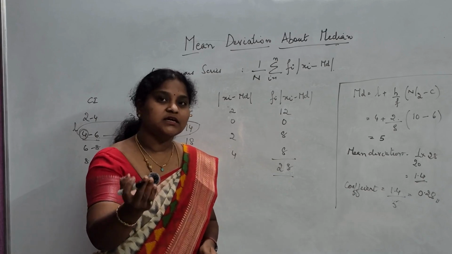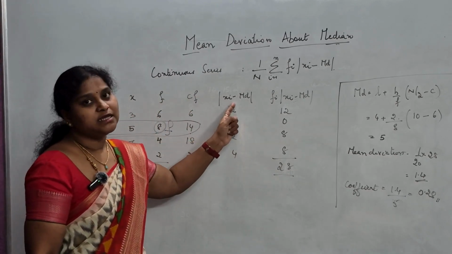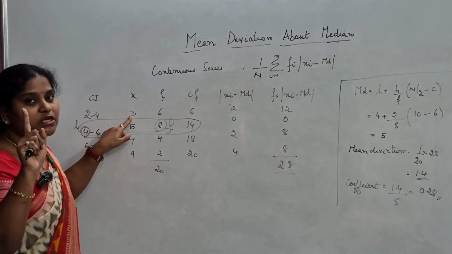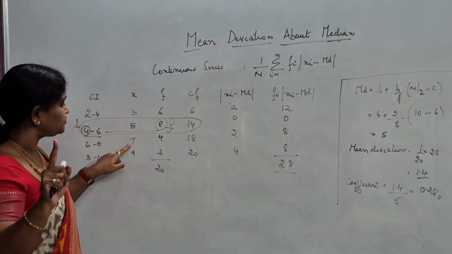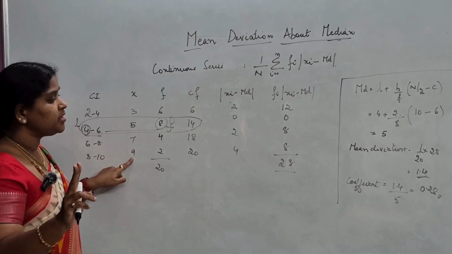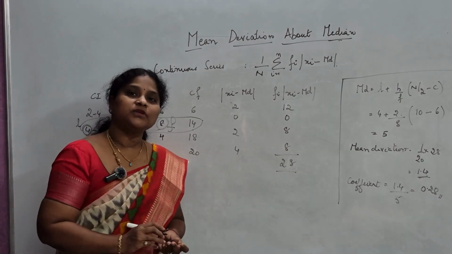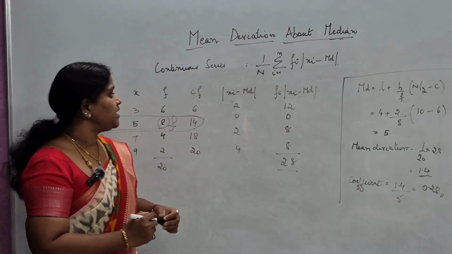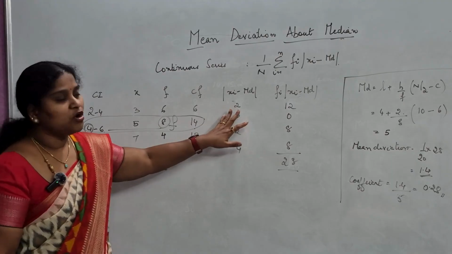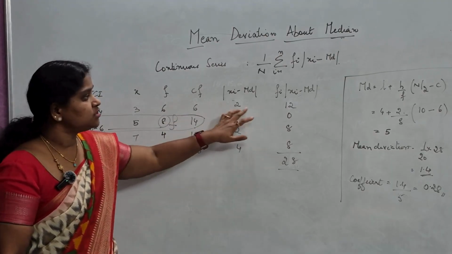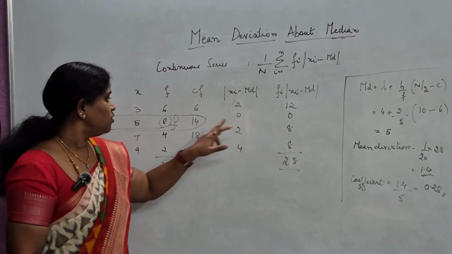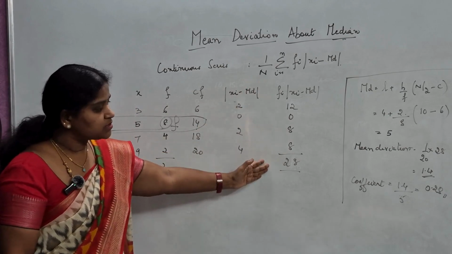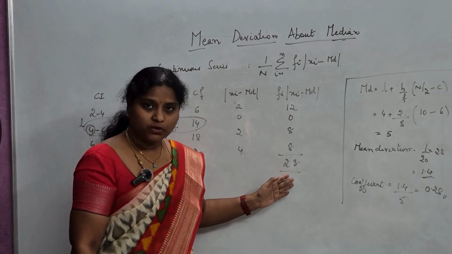Once the median is obtained, we find the value of mod xi minus median, that is 3 minus 5 is minus 2, and the modulus value is 2. 5 minus 5 is 0. 7 minus 5 is 2. 9 minus 5 is 4. But the formula demands fi into mod xi minus median. So we multiply the class frequencies with modulus of xi minus median. 6 2s are 12, 8 zeros are 0, 4 2s are 8, 2 4s are 8. So adding all the values in this column, we get the value 28.